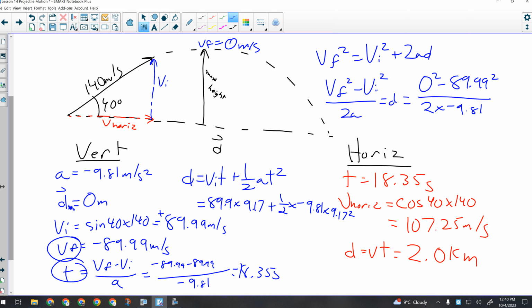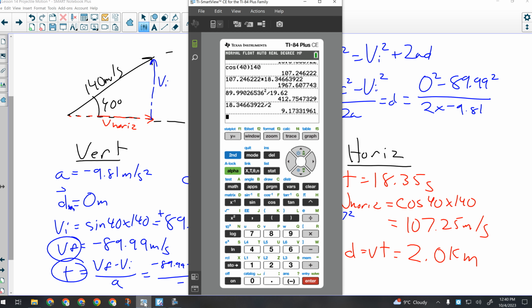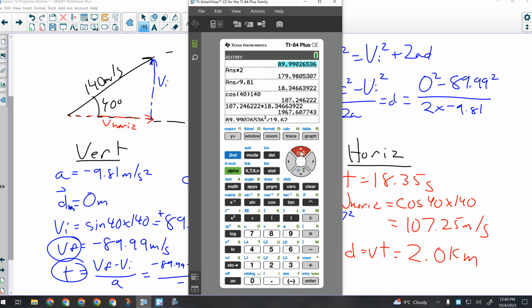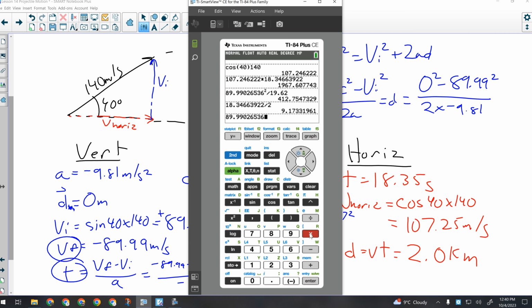I don't know how often I see people use this method with 18.35 seconds, the full time. If I do it this way though, I will get the right answer. If I take my 89.99 multiply by that half the time, plus 0.5 times negative 9.81 times that number again, squared. Look at that. Down to the last decimal place, the same answer. Either way is perfectly valid.